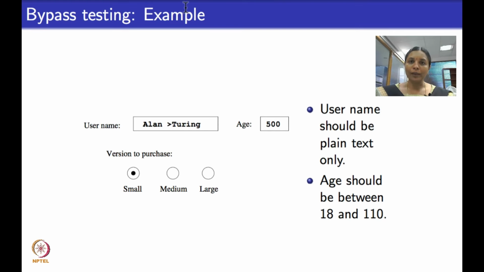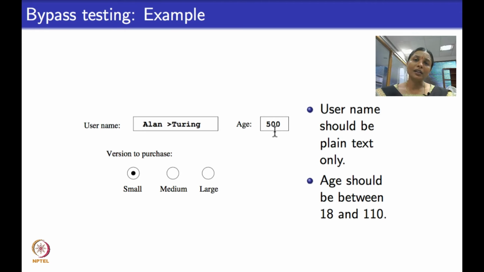For example, if I am doing bypass testing for the same HTML form, where I enter a username, I'll insert a special character like this here. I'll say Alan greater than Turing. There should be a problem because special characters are not allowed in names. For age, I will enter some nonsensical number like 500. Now, I will directly send this input, bypassing the client-side validation, to the software on the web server and see how the web software reacts.